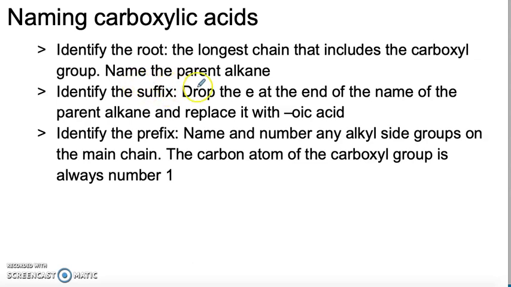So your suffix: drop the E at the end of the name of the parent alkane and replace it with oic acid. So what you're generally going to find is that these are all going to end with an oic, and then a space, and then the word acid. Okay, so we could have ethanoic acid. That would mean 2 carbons, where the first one has a double bond to O bond OH. We could have propanoic acid, butanoic acid, all kinds of things, okay?